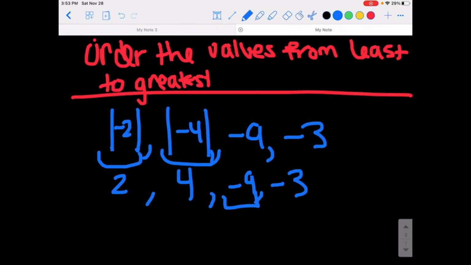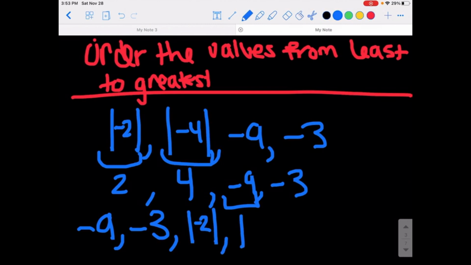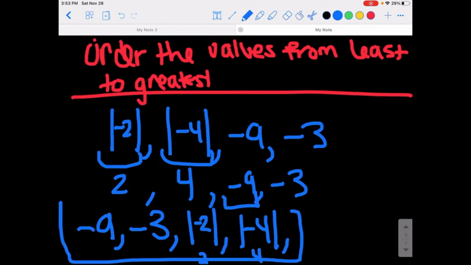Least is negative 9, because it's the farthest away from 0. Then negative 3. Then we have 2. You could also put the bars on it, because that would still indicate 2. And then we have 4, because this one equals 4. So that's that. Hopefully this video helped you understand what absolute value is and how to order them. Remember that absolute value is the distance of a number from 0, so therefore it can never be negative.